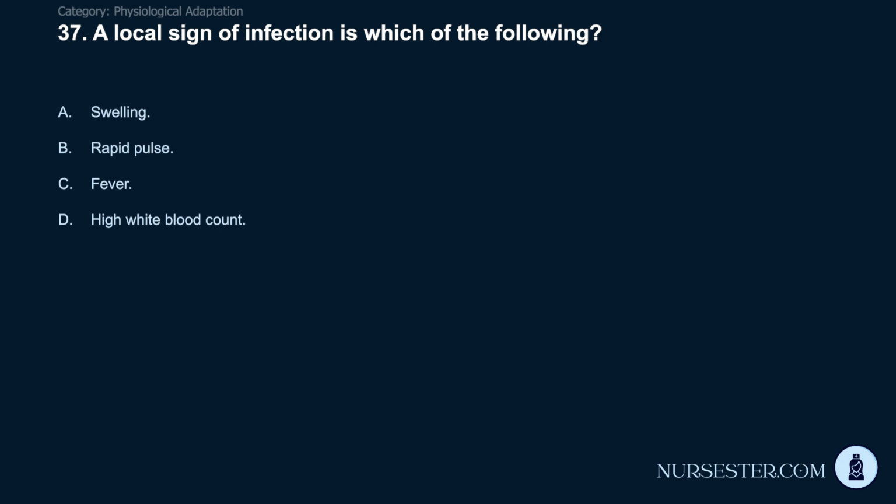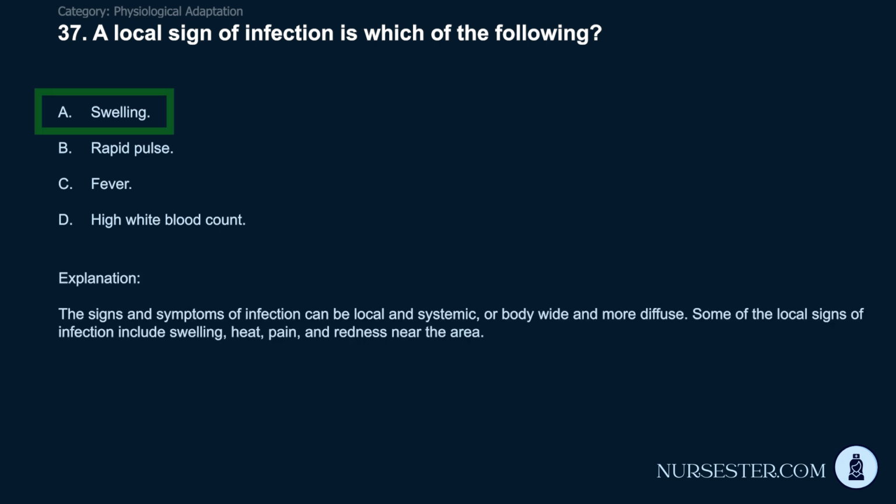37. A local sign of infection is which of the following? A. Swelling. B. Rapid pulse. C. Fever. D. High white blood count. Correct answer, A. Swelling. The signs and symptoms of infection can be local and systemic, or body-wide and more diffuse. Some of the local signs of infection include swelling, heat, pain, and redness near the area.